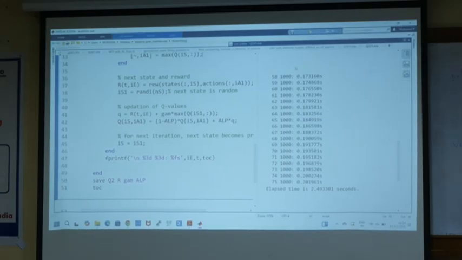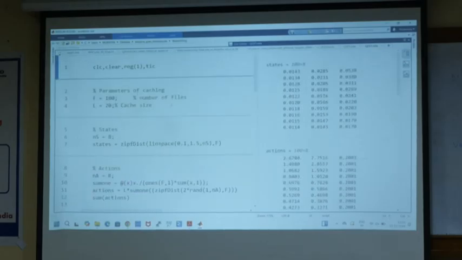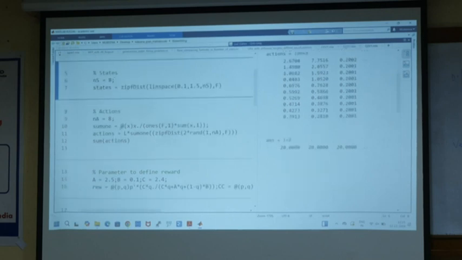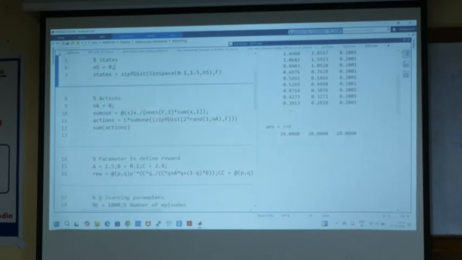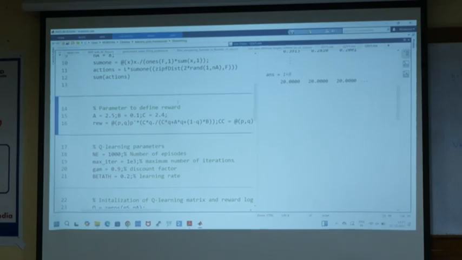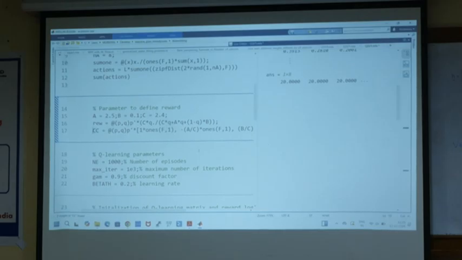Okay, so let's move to the third program, which is based on the Q function approximation. Most of the rest of the things are similar. F equals 100, L equals 20, the number of states is 8, and states are defined as a distribution. The number of actions is 8, and they all sum up to L, which is 20, the sum of actions is 20, as shown here. The ABC parameters are the same, and the reward is defined like this, and we have this CC. So CC is what? The coefficients of the function approximation.